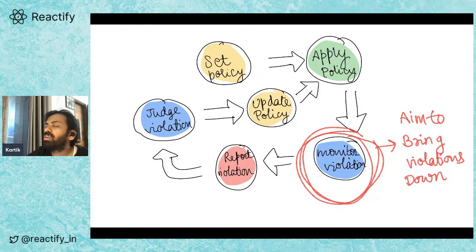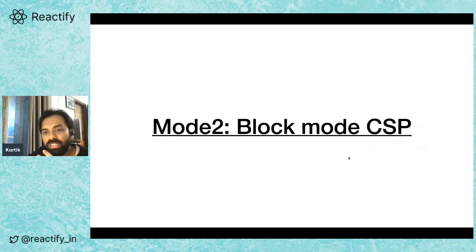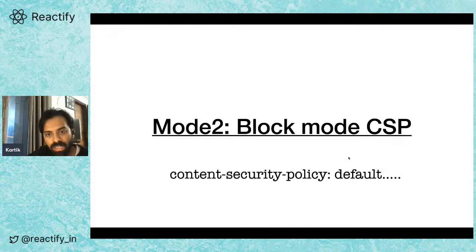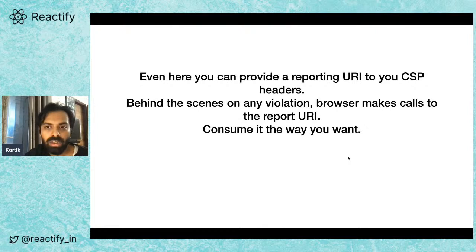You are not actually blocking anything, but eventually you do have to come to the second stage, the second mode here. That's the block mode. This is going to be the syntax. It's similar to content security policy report mode, but the syntax is a little different, and it's going to actually block now. And here also you can mention the report URI the same way it was happening in the report mode.